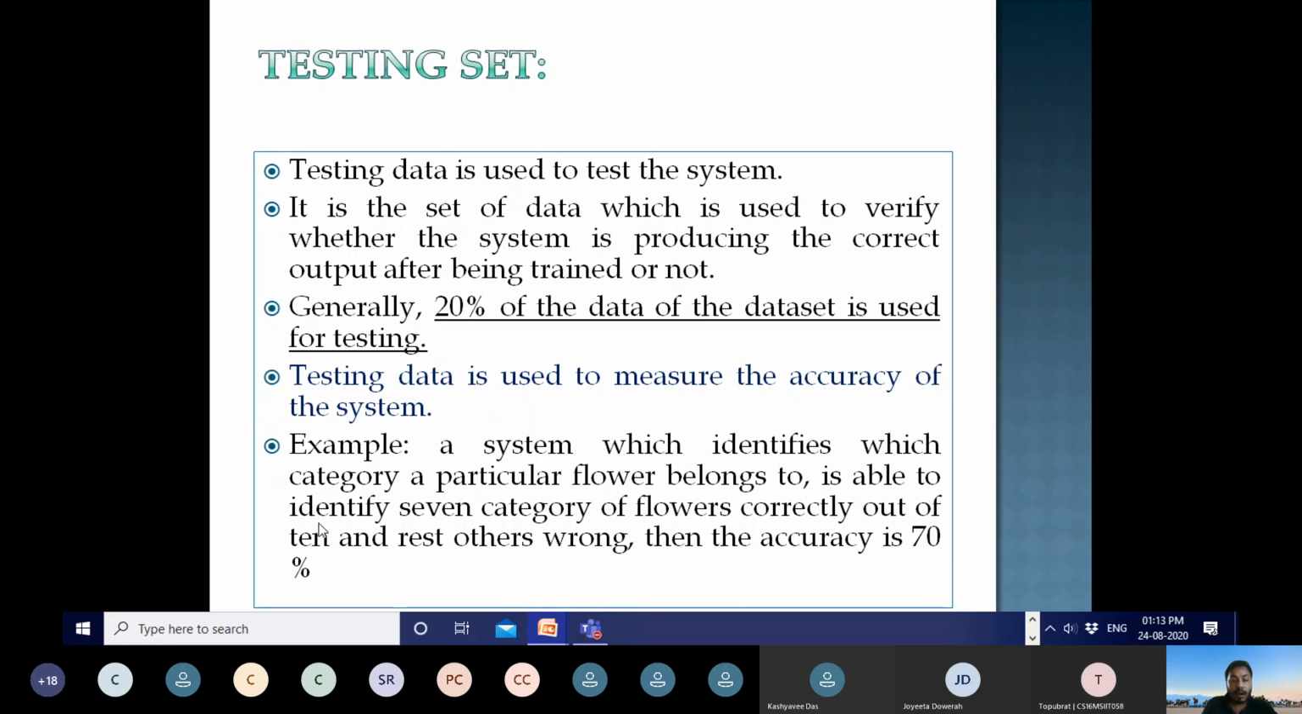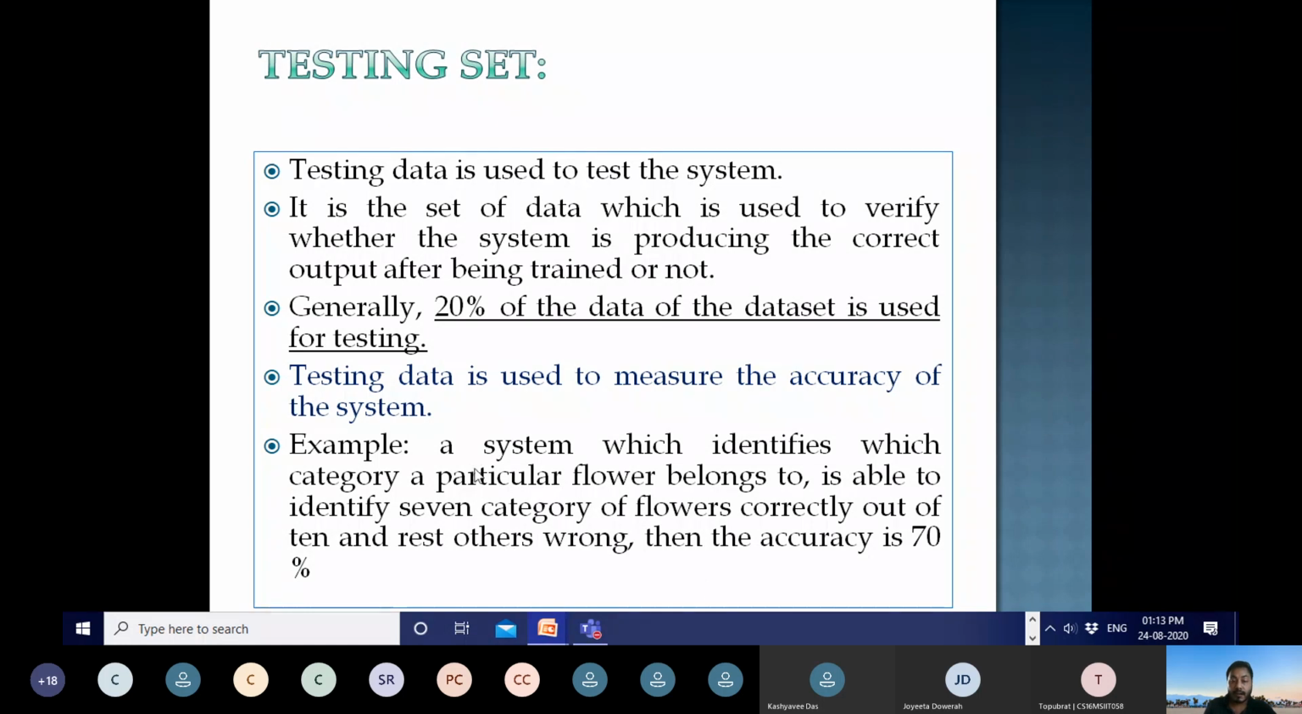All of you. Now, as an example, a system which identifies which category a particular flower belongs to is able to identify 7 categories of flowers correctly out of 10 and the rest wrong. Then the accuracy is 70%. Now, take this example. Suppose we have 10 flowers.